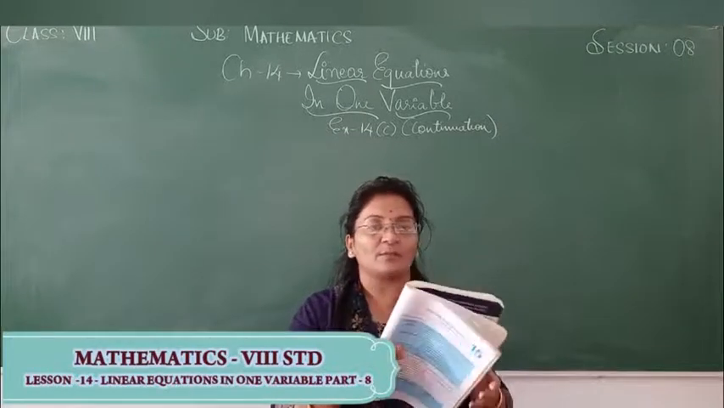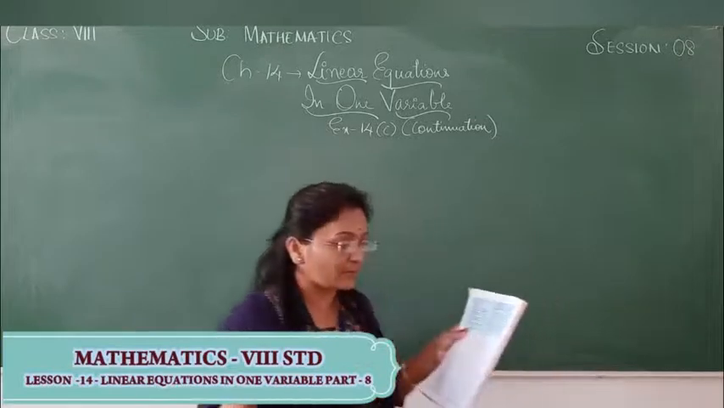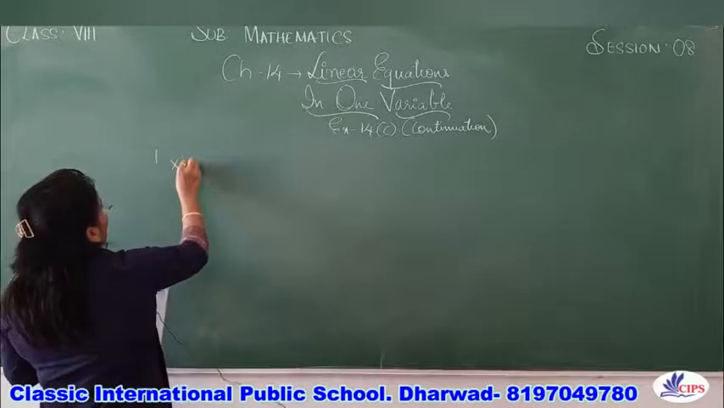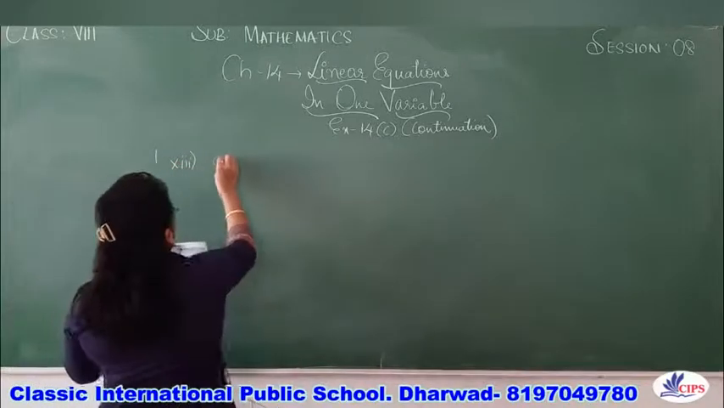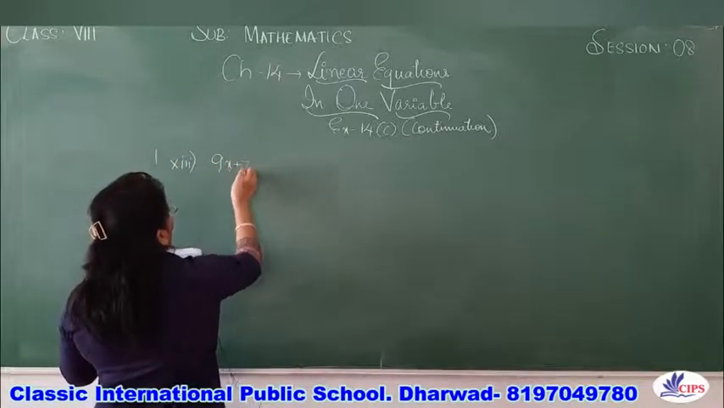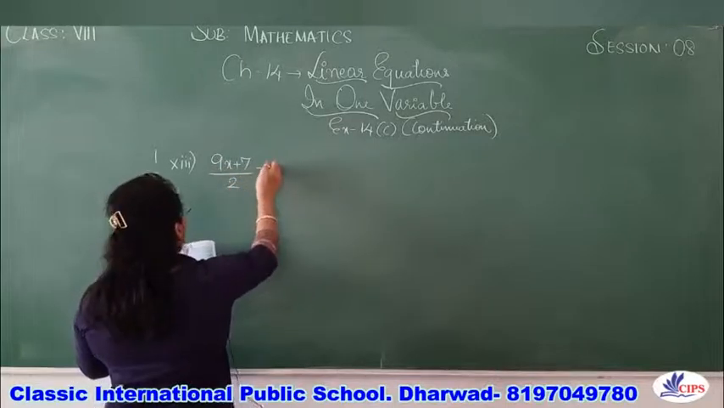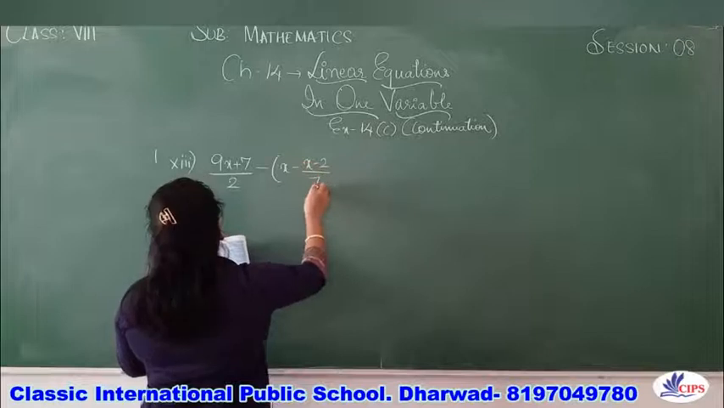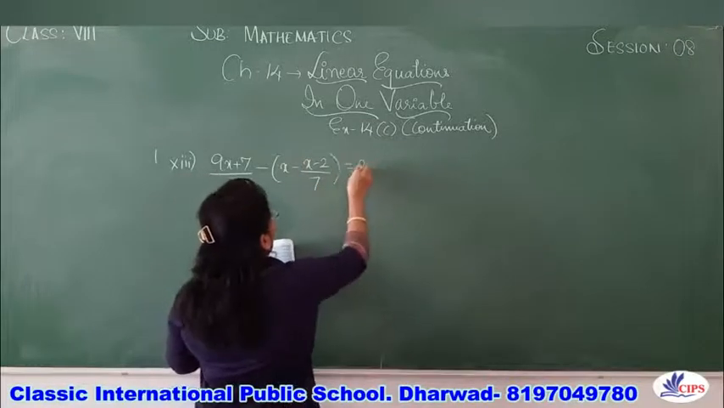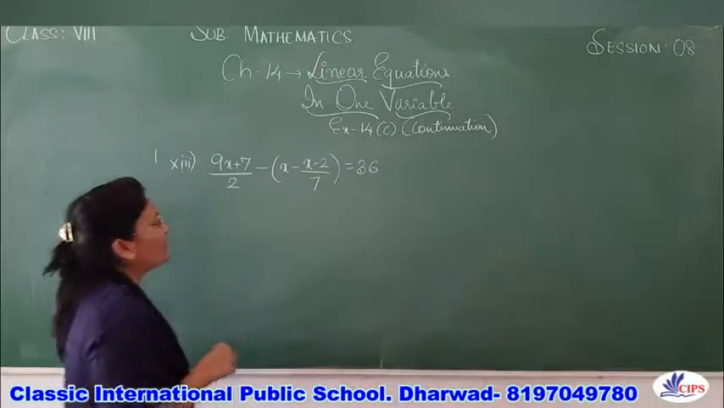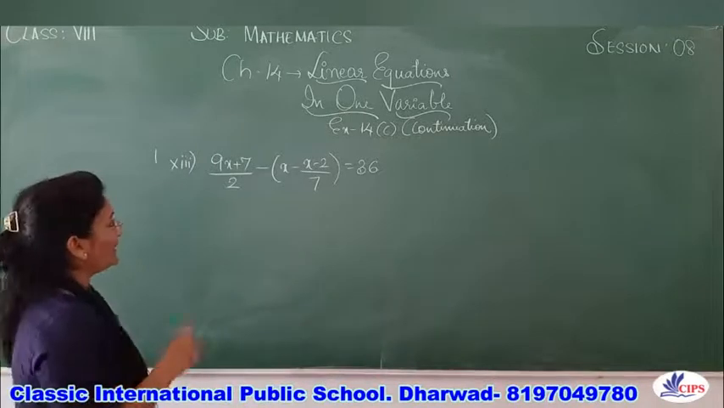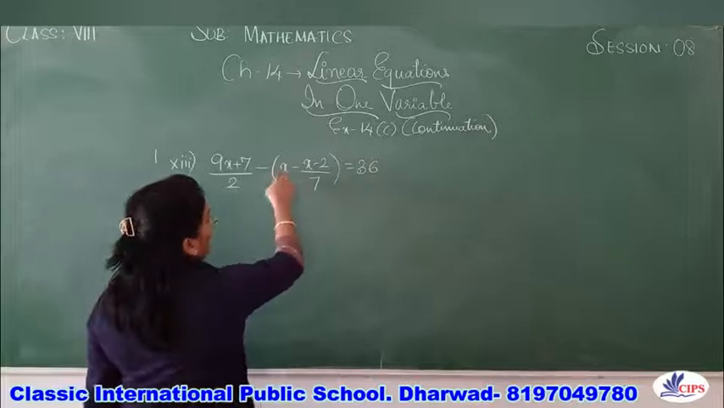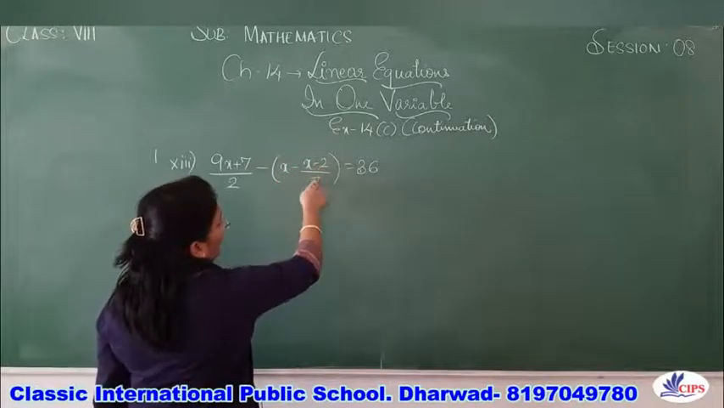So we have to start from the 13th sum, that is first main 13th one. It's 9x plus 7 by 2 minus x minus 2 by 7 equals to 36. So we have got the equation like this. Now we have got a bracket. So let us solve the bracket. So in the bracket we have got x is single and minus x minus 2 by 7.